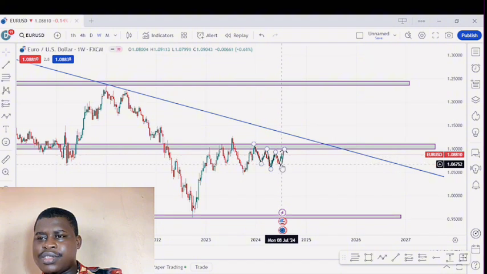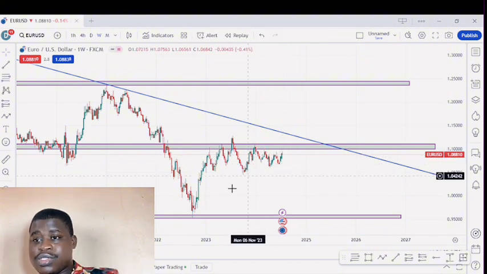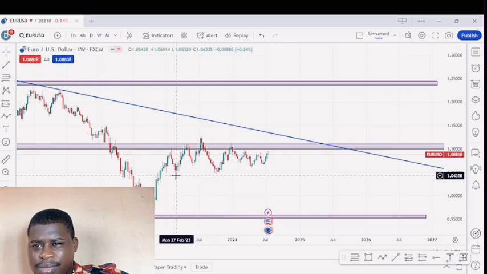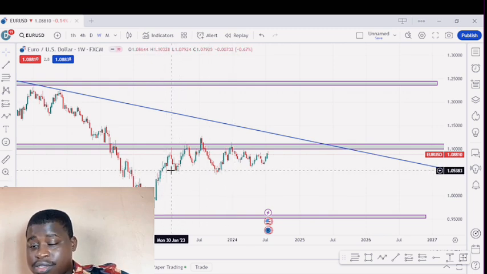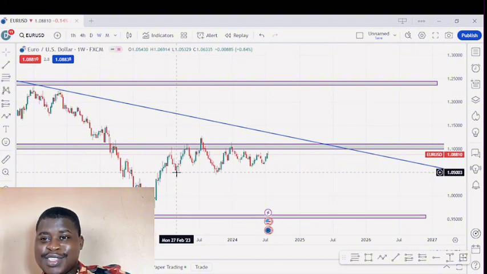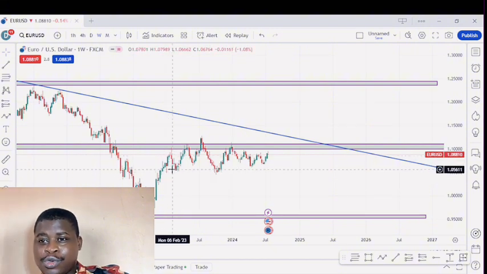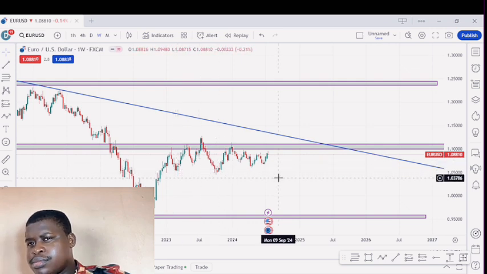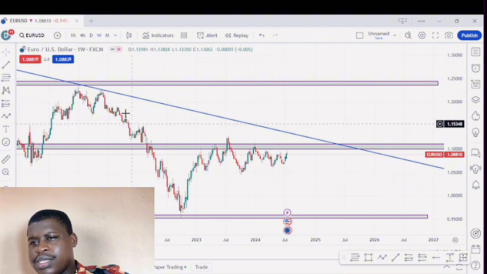I won't call it a head and shoulders because this looks like a ranging market to me. The reason I can't call it a head and shoulders, excuse me for that, is that in a head and shoulders, this is equal to this, and I can't really call it a head and shoulders.